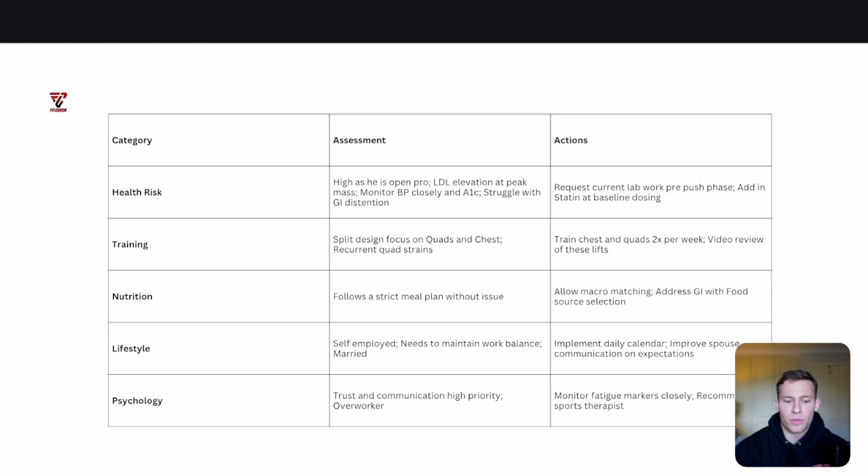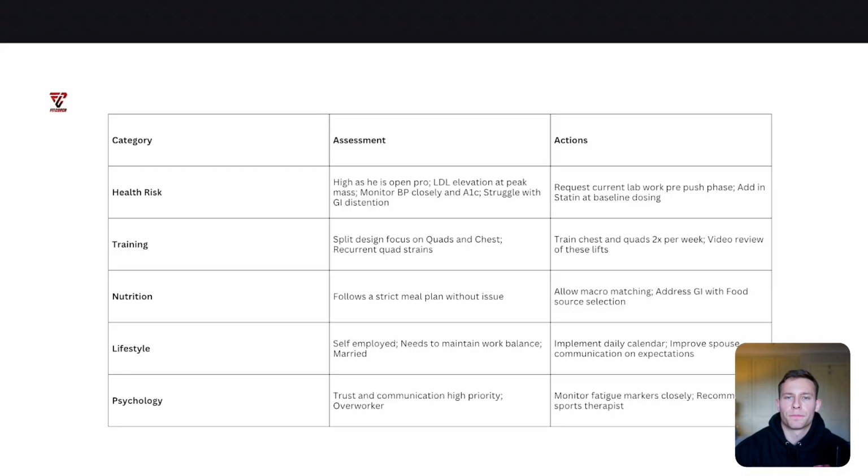If we use lifestyle as an example, you're self-employed. Let's say you run a business. You really struggle with work-life balance at the moment. You're married, you've got kids. You want to go into the off-season. You want to reverse diet. The best thing that you can do right now is look at your daily routine.